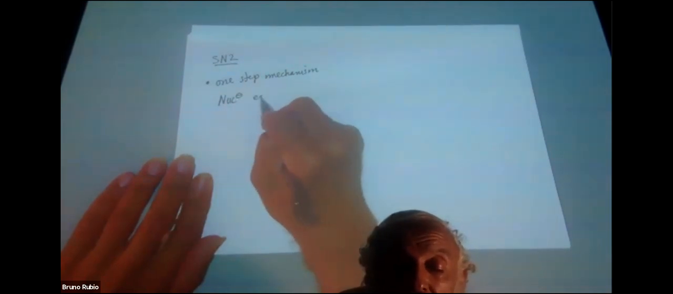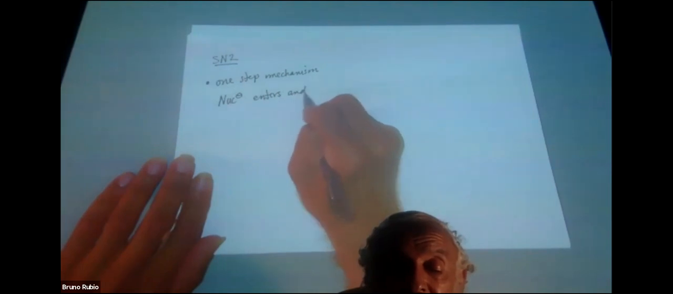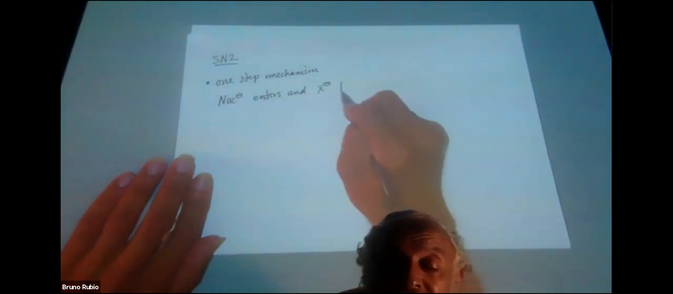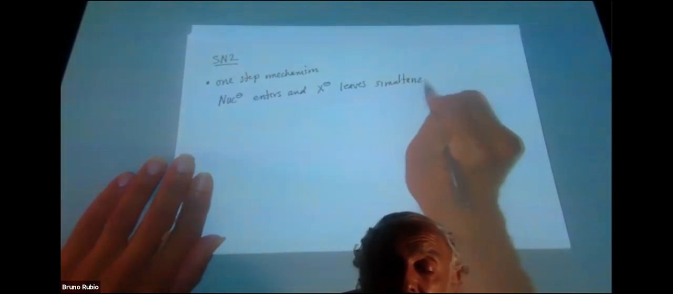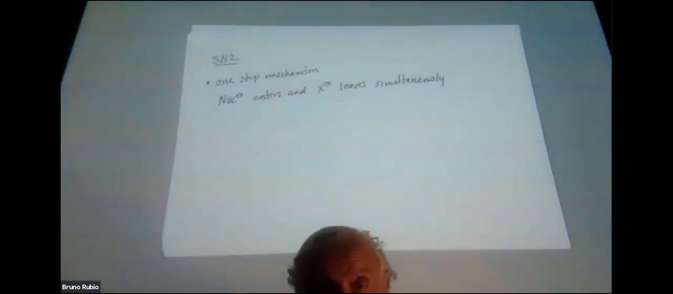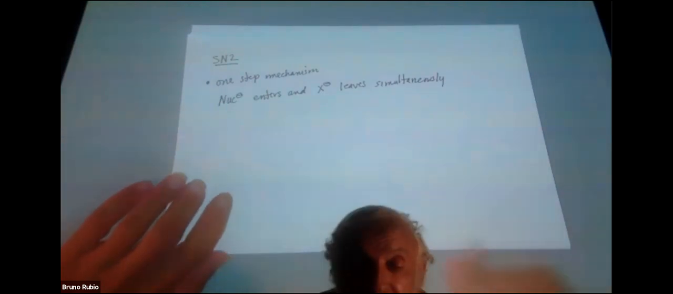Okay, so the most important thing about SN2 is that it's a one-step mechanism. The nucleophile enters and the leaving group leaves simultaneously. So SN2, one-step mechanism. Nucleophile comes in, leaving group leaves more or less simultaneously.